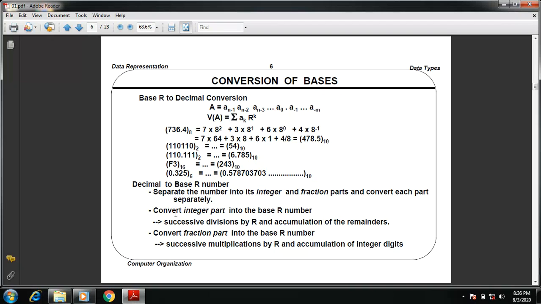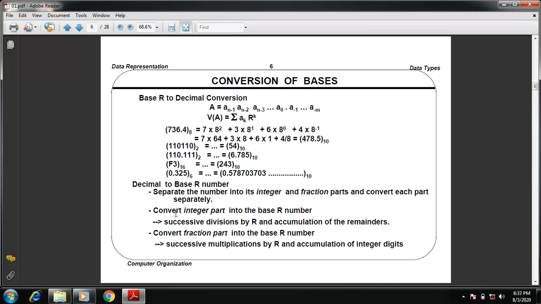First we separate the number into its integer part and fractional part. Suppose our given number is 736.4. Here there are two parts: one is the integer part, another one is the fractional part. First we take the integer part for converting the bases. After that we take the fractional part for converting its bases. So this is the rule we shall apply.